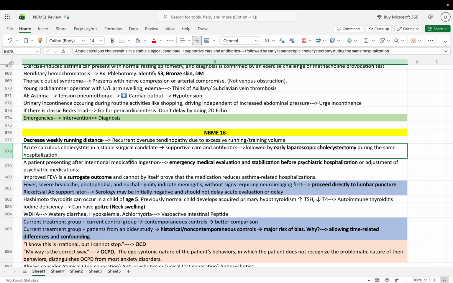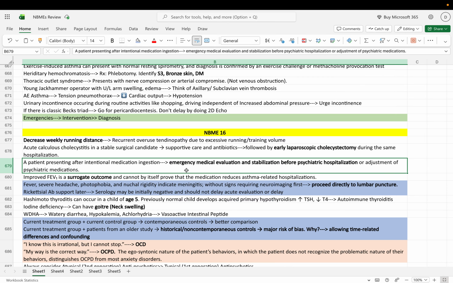Patient presents with acute calculous cholecystitis and is stable. Start treating empirically with antibiotics and fluids, followed by early laparoscopic cholecystectomy within 72 hours during the same hospitalization. A patient presenting after intentional medication ingestion: start evaluating in the emergency department, and after stabilization shift them to inpatient hospitalization for psychiatric evaluation.